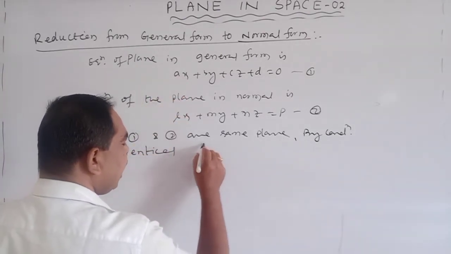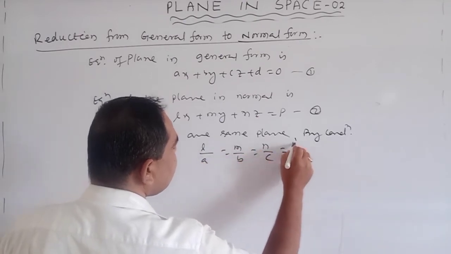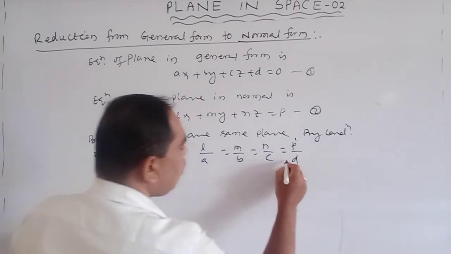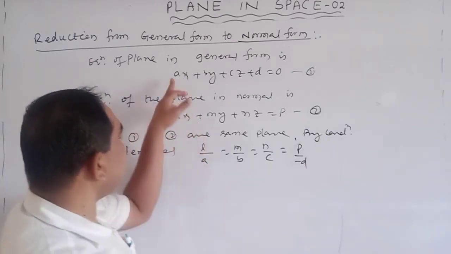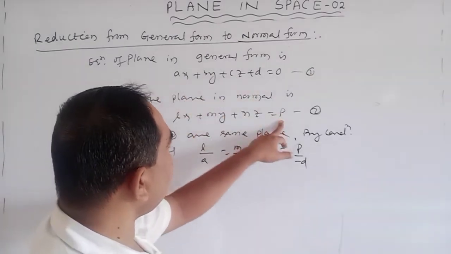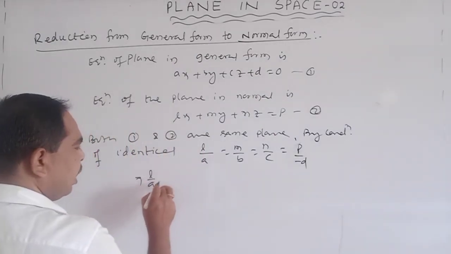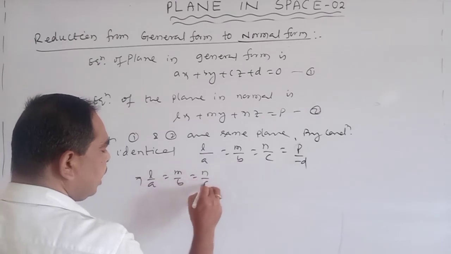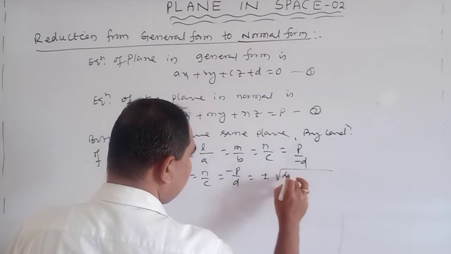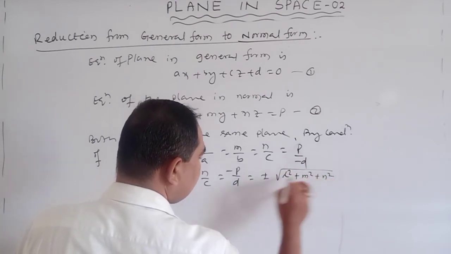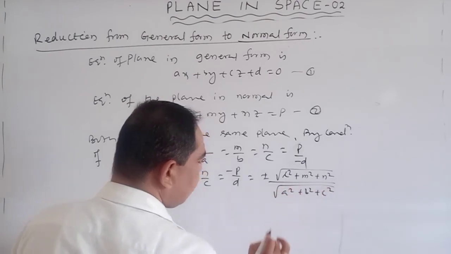By the condition of identical planes, the coefficients are proportional. L by A is equal to M by B is equal to N by C is equal to P by minus D. So L by A is equal to M by B is equal to N by C is equal to minus P by D is equal to plus or minus square root of L square plus M square plus N square by square root of A square plus B square plus C square, by ratio and proportion method.